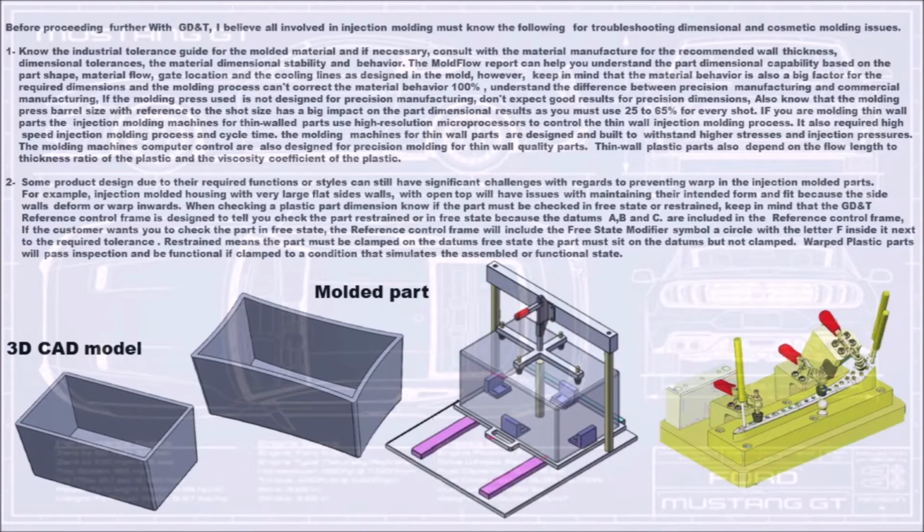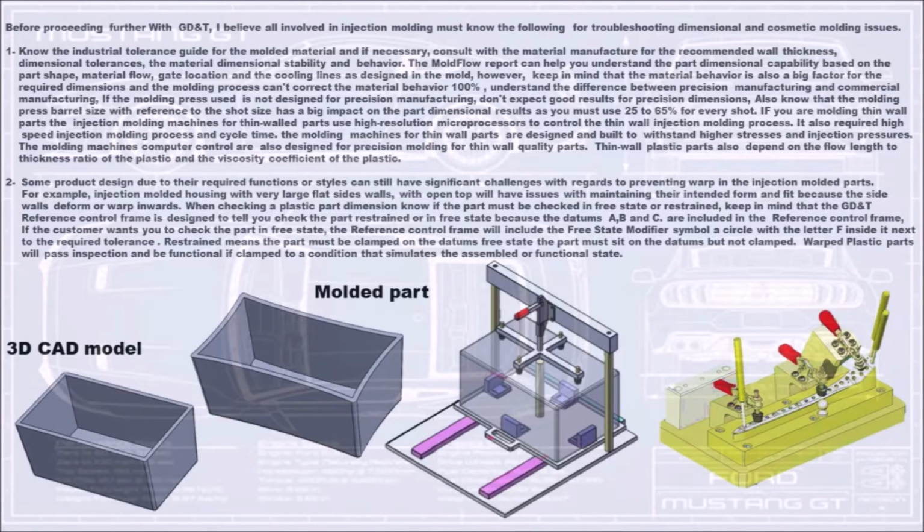If you are molding thin wall parts, the injection molding machines for thin walled parts use high resolution microprocessors to control the thin wall injection molding process. It also requires a high-speed injection molding process and cycle time. The molding machines for thin wall parts are designed and built to withstand higher stresses and injection pressures. The machines' computer controls are also designed for precision molding of thin wall quality parts. Thin wall plastic parts also depend on the flow length to thickness ratio of the plastic and the viscosity coefficient of the plastic.